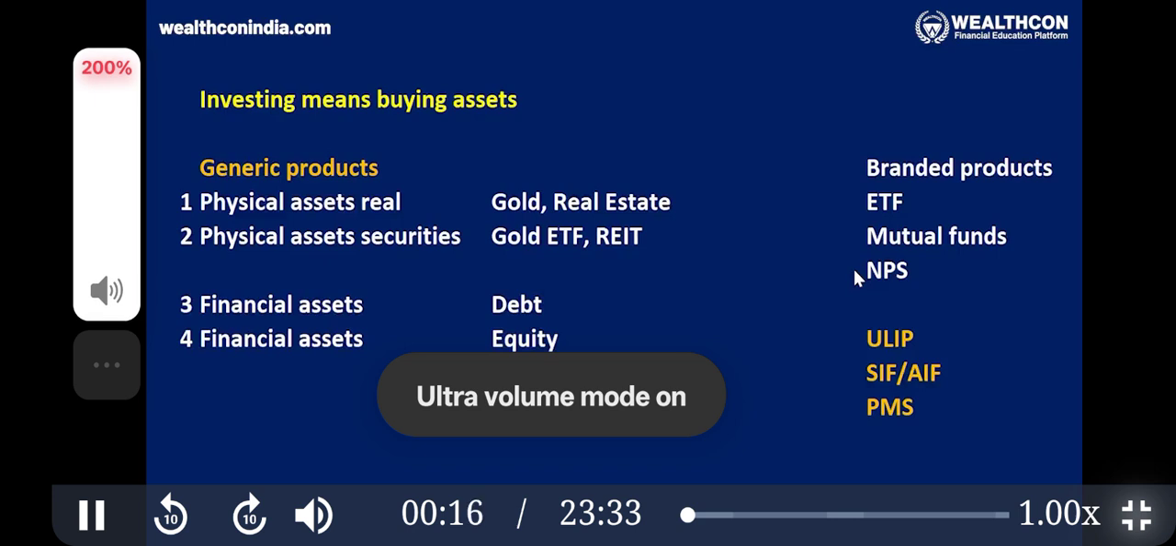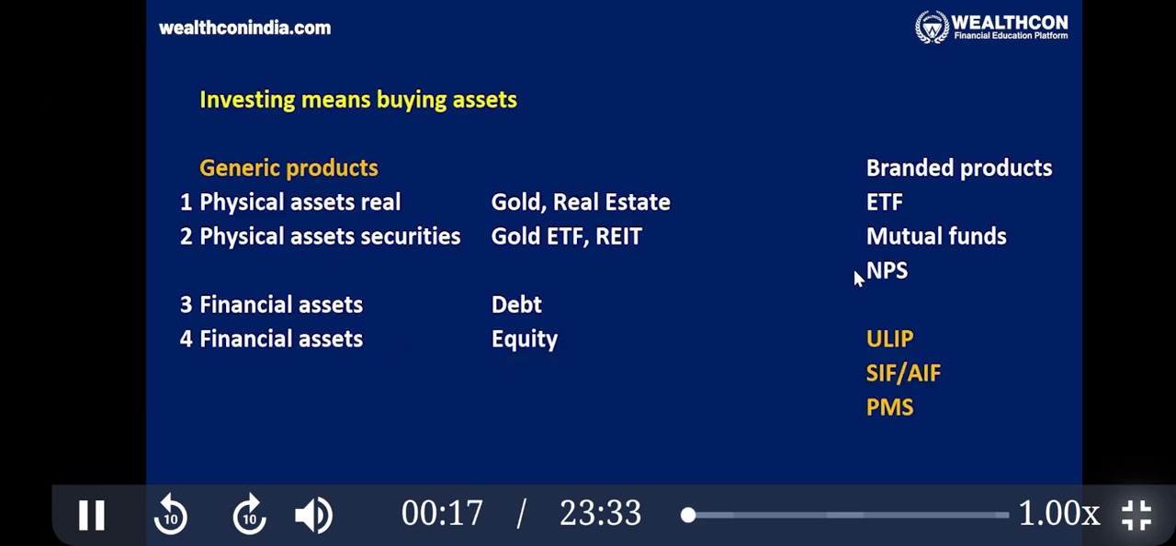When we talk about investing, the simple meaning of investing is buying assets. Now the assets can be classified in different ways, and we discussed previously as well that there are generic products and branded products. Generic products are very few and it is easy. So when you start learning investing, focus on generic products. The branded products are too many and you will get confused.